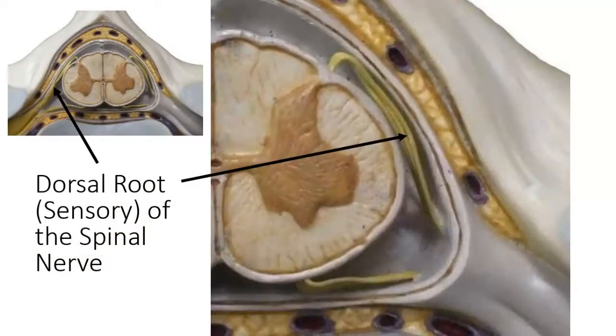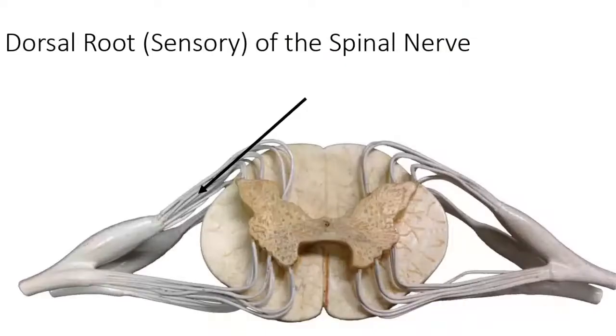So the area here that has primarily sensory information is going to be the dorsal root of the spinal nerve, or the sensory root of the spinal nerve. Either is acceptable. So these little things right here are going to carry sensory information into the spinal cord. Dorsal root of the spinal nerve, or sensory root of the spinal nerve. You can see it here on this model.